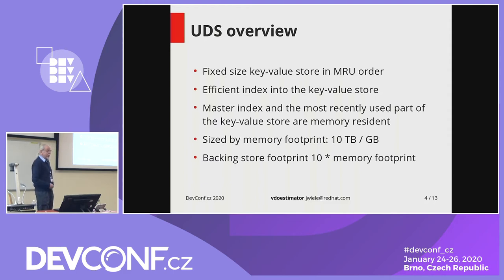So the memory footprint is set when the UDS index is created. One of the options when creating a VDO device is to set the memory footprint, and hence the size of the index. That gives you the deduplication window: the number of hashes that you can store in there, and that shows you how far back in time you can look for duplication. And it's stored in MRU order, and I'll get back to that in a moment.